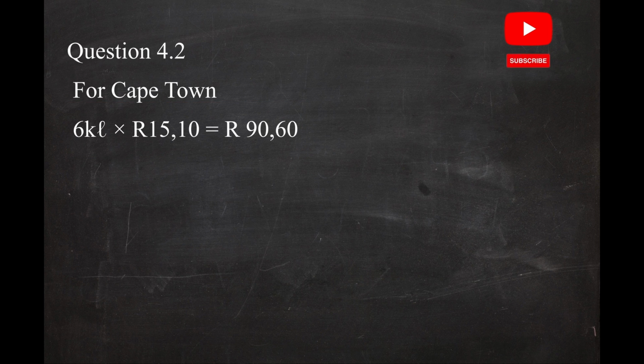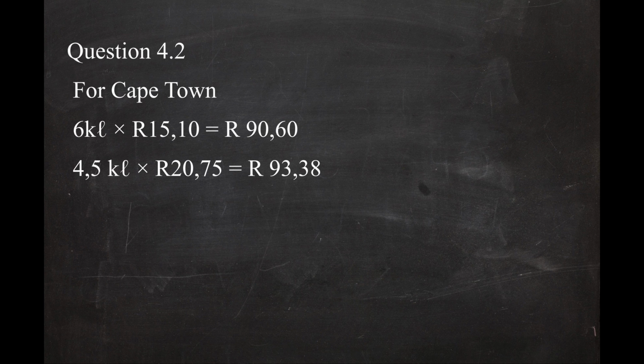So the cost for step 2 will be 4.5 kiloliters multiplied by 20 Rand 75 cents per kiloliter, and this equals a cost of 93 Rand 38 cents.